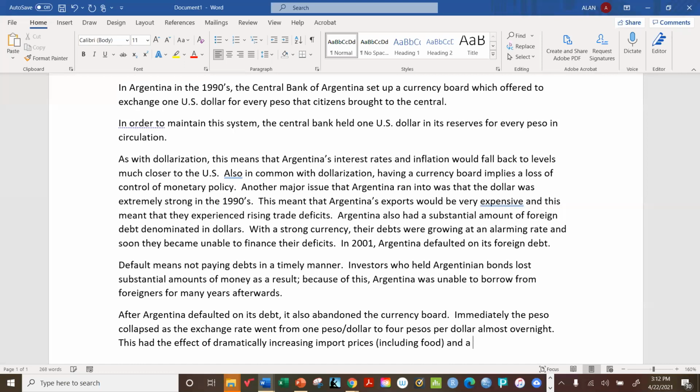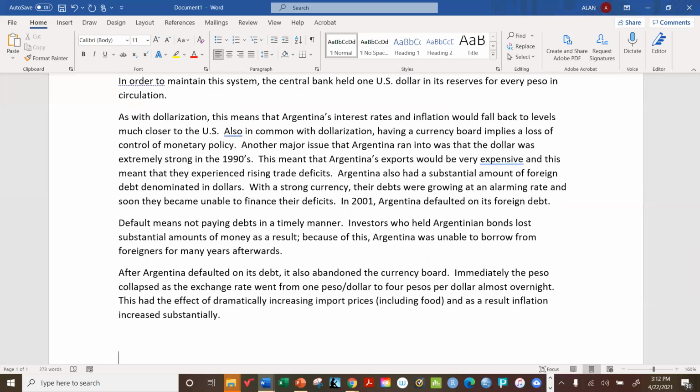And as a result, inflation increased substantially, which is exactly what they were hoping to avoid. All of a sudden, their currency is worth a quarter of what it had previously been. And so you're getting much higher import prices, and in oil too, I guess I should have put that in there. So now suddenly their currency is much weaker and inflation increased substantially.